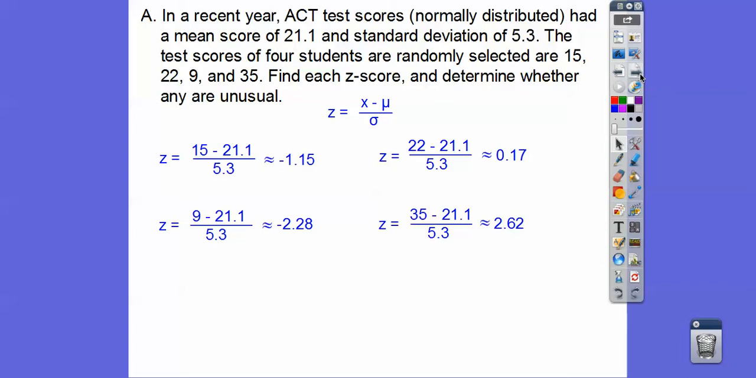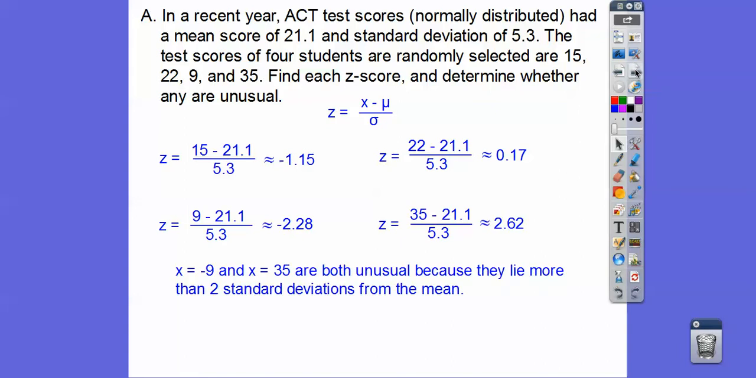Remember, z equals x minus mu divided by the standard deviation, and x is all of these numbers. So these are all our x's. Okay, so our unusual ones are the ones that are more than 2 standard deviations away. So -9 is unusual, and 35 also, because they lie more than 2 standard deviations away from the mean.